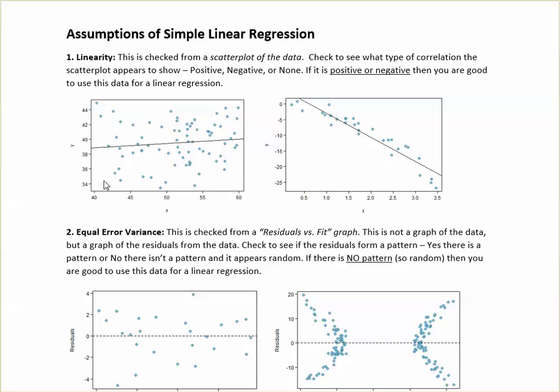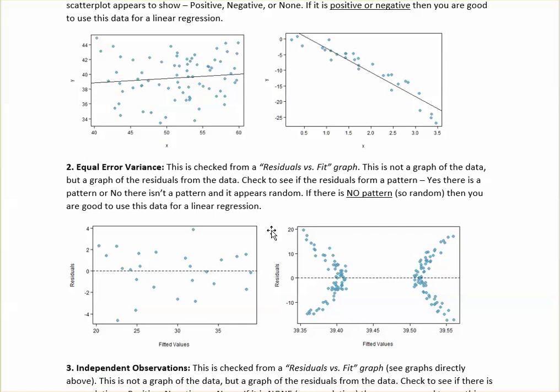So in this first example, see how the data is kind of all over the place and there's no real rhyme or reason to what's going on? That one would be none for type of correlation, and you would not be able to use this for a linear regression. In this example over here, it's actually a negative correlation. See how the data all kind of follows along that line of best fit, and it has a definite negative correlation pattern. So that means that you could use it. It's a negative correlation, and you could use the data for a linear regression. But we have to check our other examples.